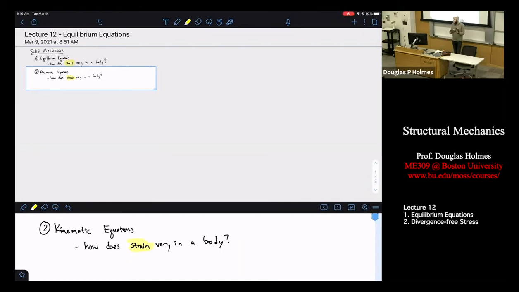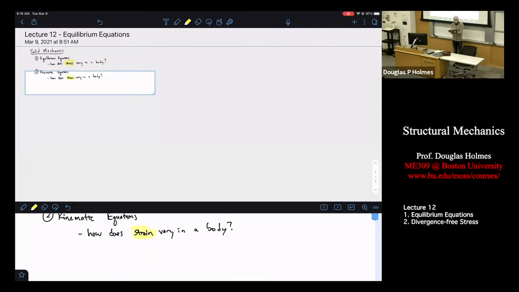These are the equations of least consequence for us, and so we will not spend a ton of time on them, but you should be aware of them. These are called the compatibility equations.